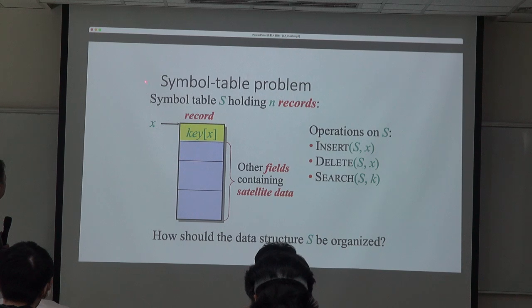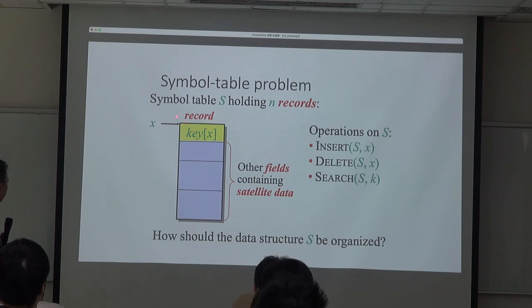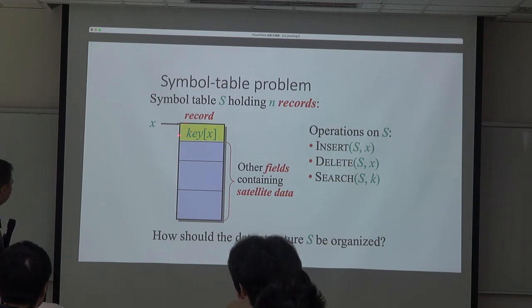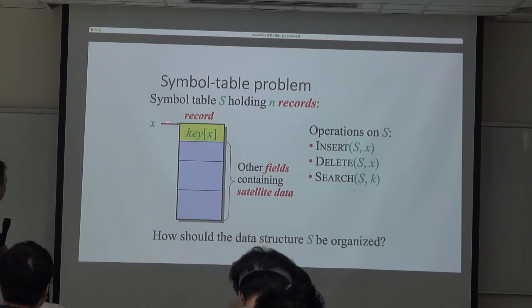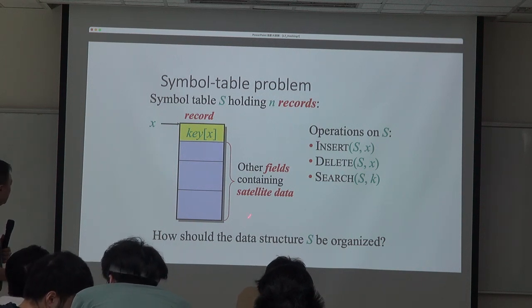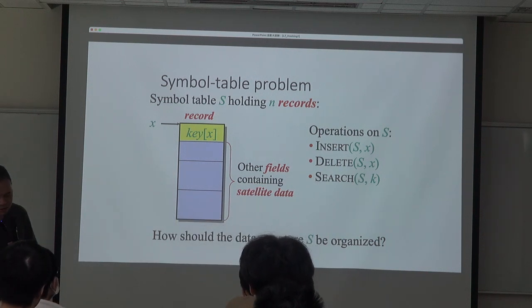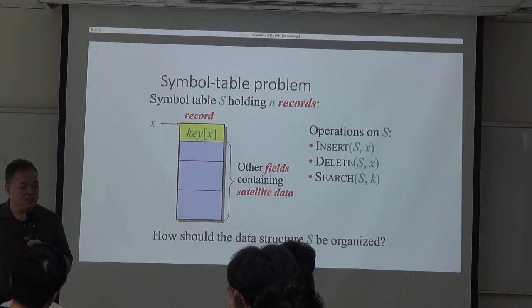So first, let's consider the symbol table. What is a symbol table? A symbol table holds n records. Each record looks like this. It's kind of like a database, in which you have a key, and you have other fields that contain, for example, a student record.